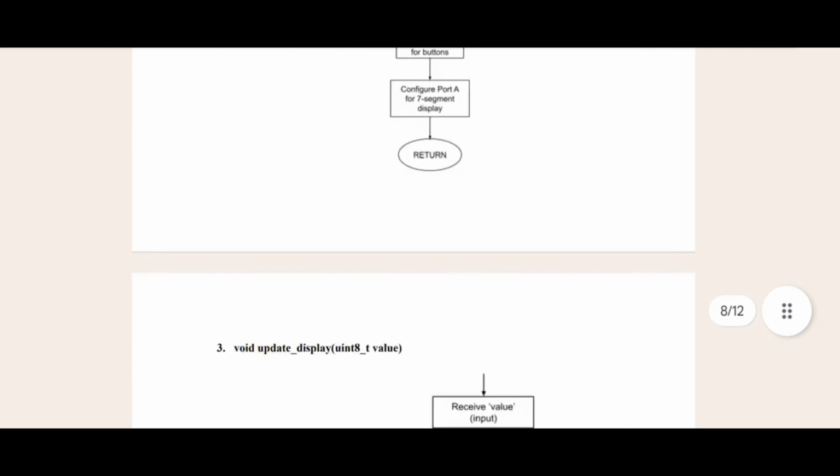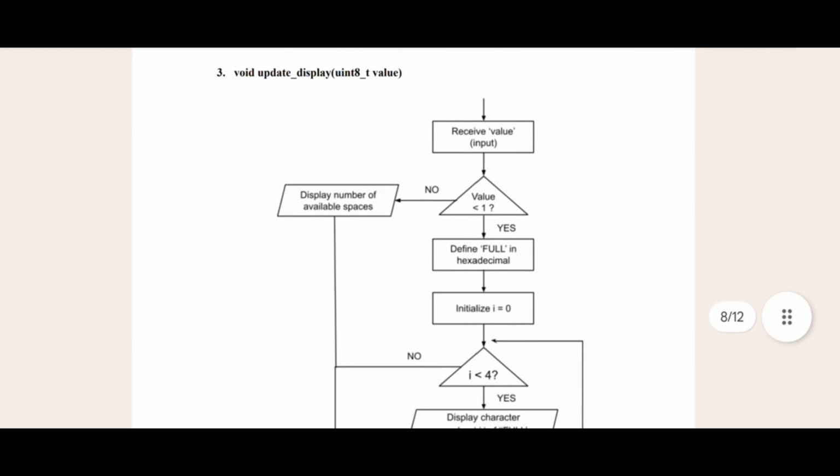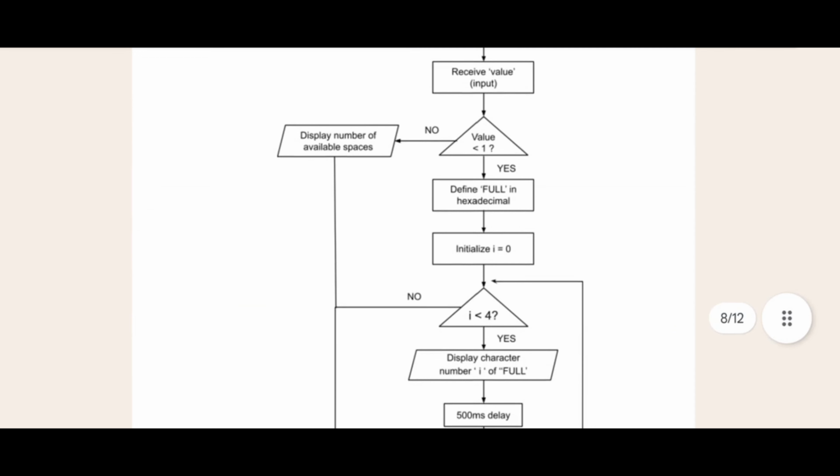The third part is used to update the 7-segment display. If the parking lot is full, meaning the car count is greater than 9, it will display FULL by cycling through each letter with a 500 millisecond delay. And if parking is available, it displays the number of vacant spaces using a predefined segment display array.